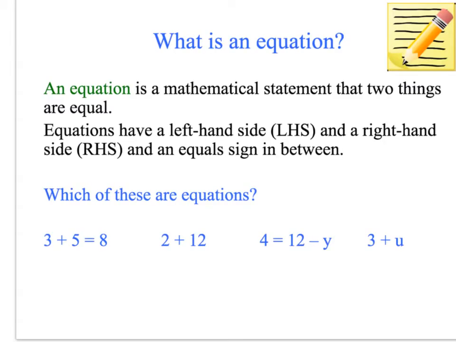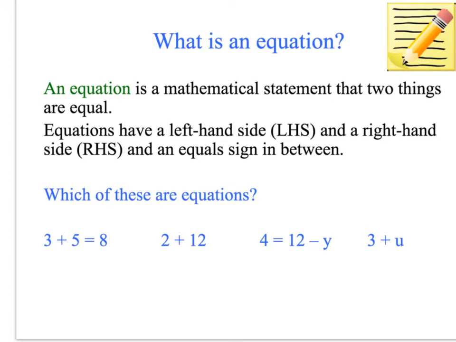Now, an equation is a mathematical statement that two things are equal. They have a left-hand side and a right-hand side and an equal sign in between. So, to be an equation, it must fulfill those criteria. It must have a left-hand side, it must have a right-hand side, and it must have an equal sign in between. So, knowing that, which of these qualify as equations?